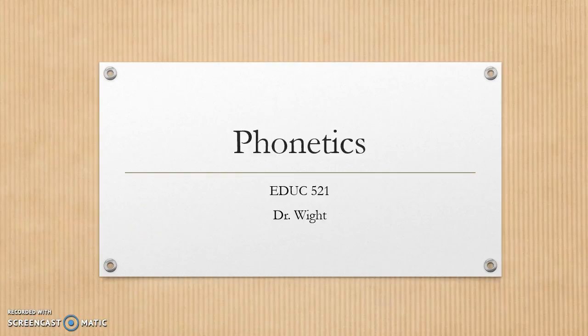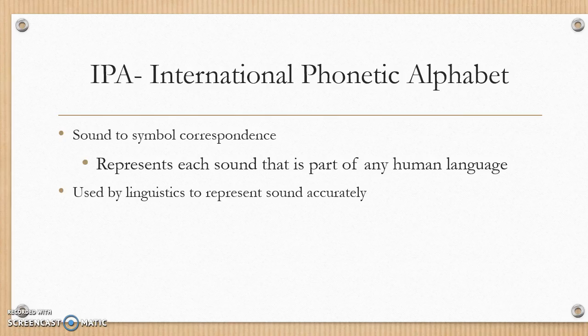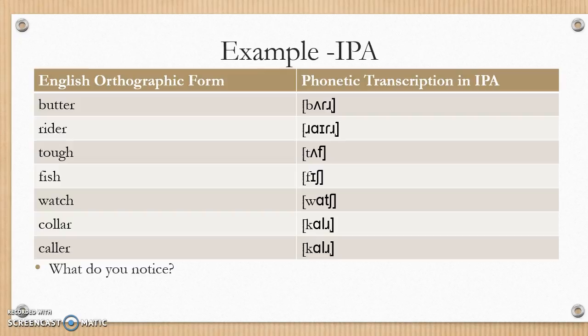Welcome to Module 3. We're going to be starting on different linguistic topics now. We're going to start off with phonetics. The International Phonetic Alphabet is a system of sound-to-symbol correspondence. Each symbol represents a sound that is part of all human languages, so it's used by linguists to represent sound accurately.